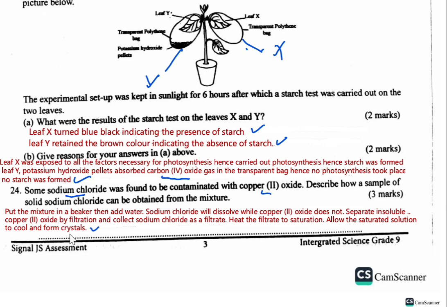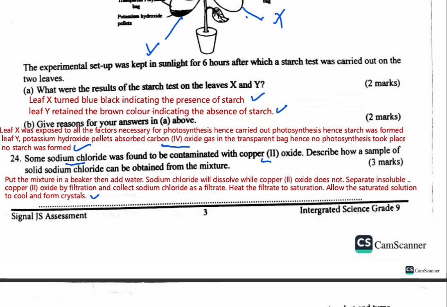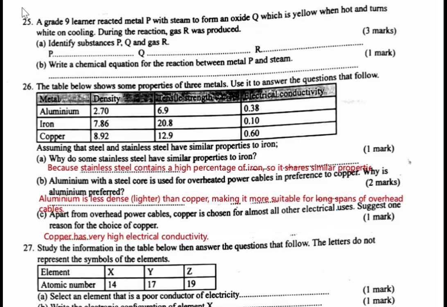So first you put the mixture, add water. After adding water, remove the copper 2 oxide by filtration, and then the filtrate, which has sodium chloride, we're going to heat to obtain the sodium chloride. That is basically how we can separate the two mixtures. We're going to continue with question number 25.